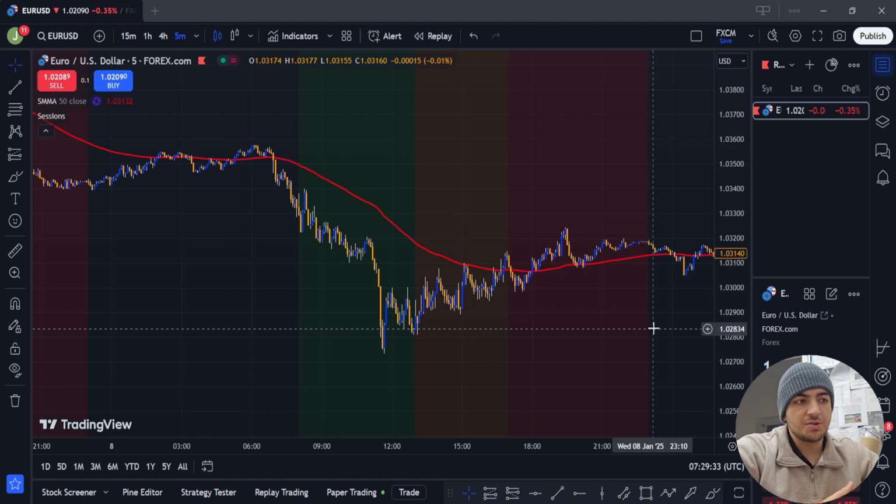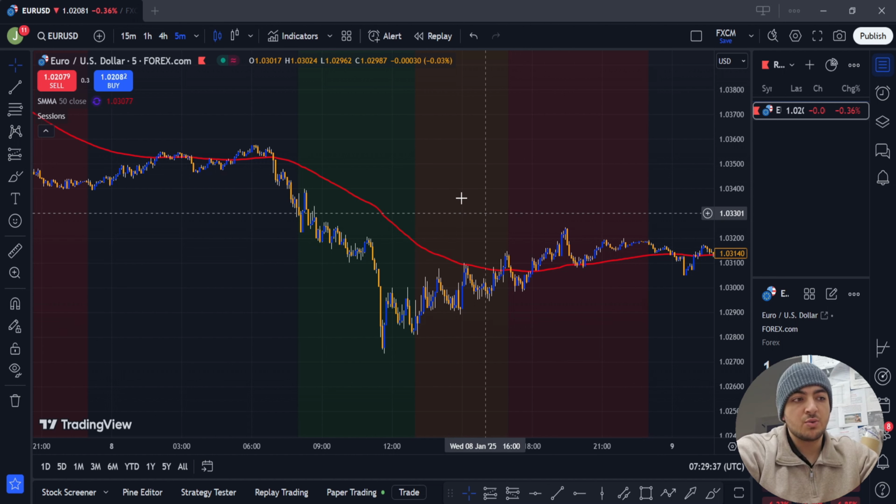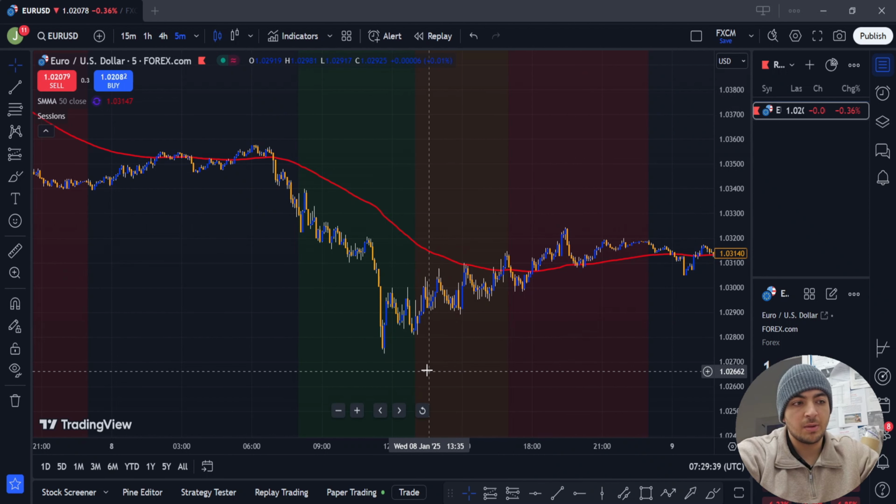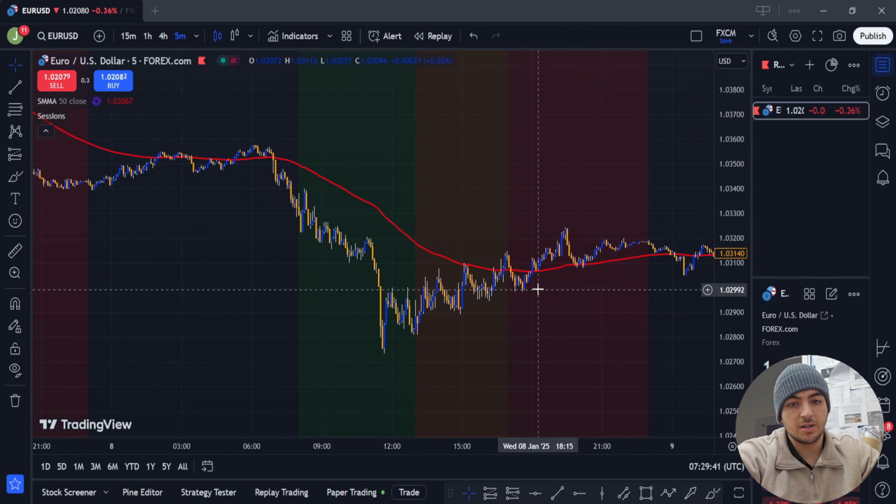The New York session is always going to be very volatile, especially in the London and New York overlap. This is when both markets are trading at the same time, causing a lot of fluctuation in the markets. Trading close to the New York close could be very dangerous, as there just isn't the volatility, as everything's now closing down for the day and going into the Asian market session.